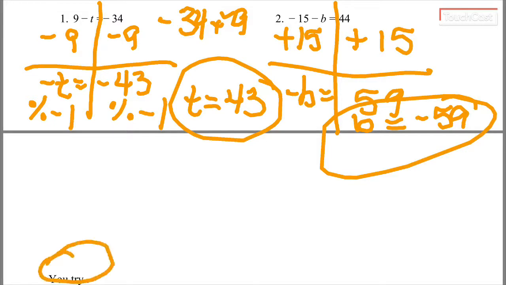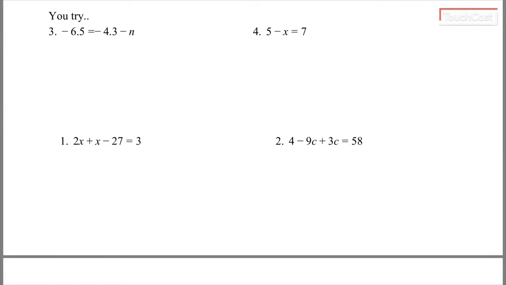You do the you try on your own in the note check, and then we will move on again. Okay, like we said before, these are note check right here.